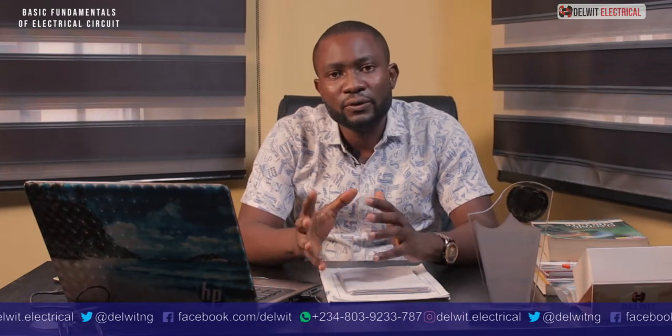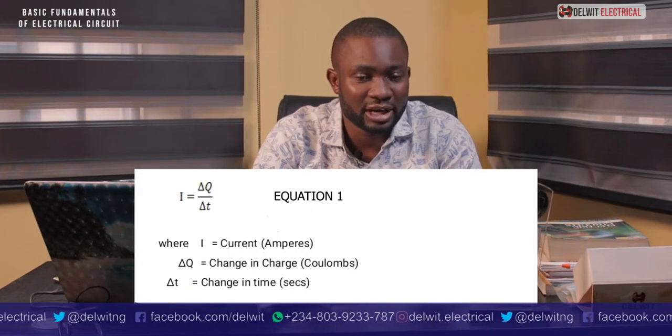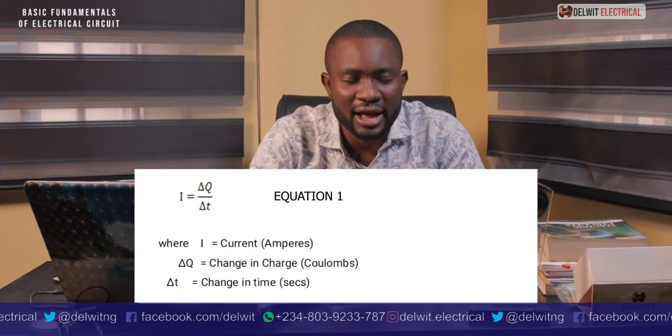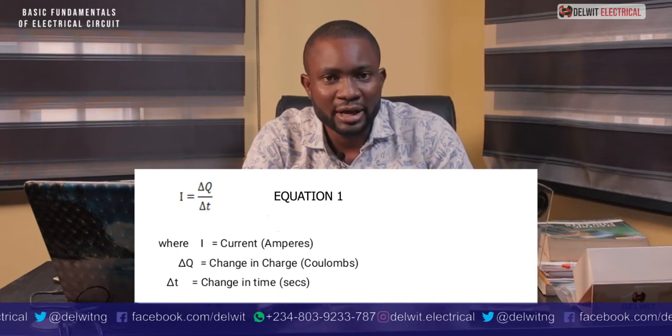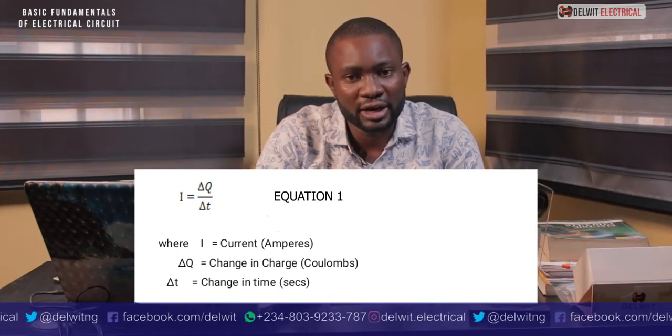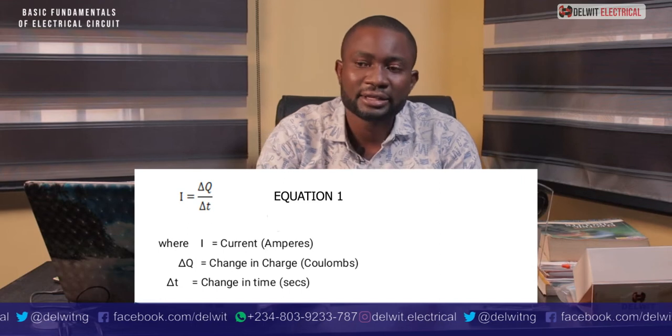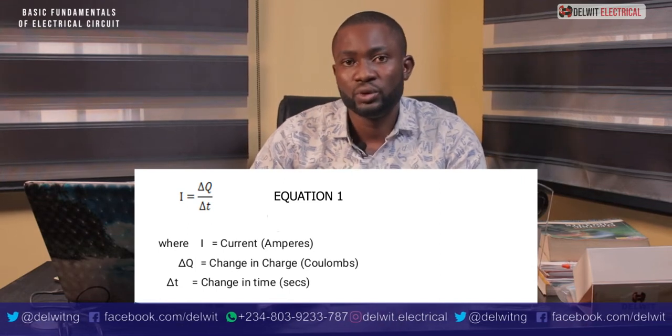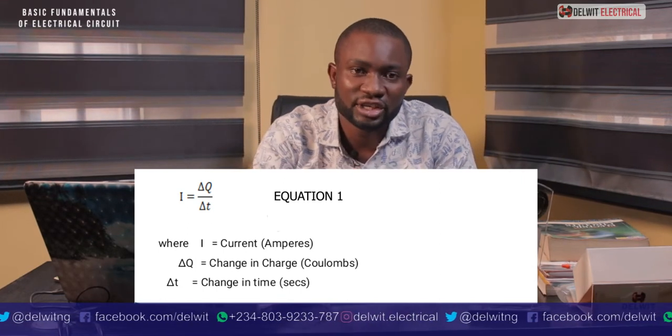Current is the rate of flow of charge, and it is usually measured in amperes. The symbol we have agreed to represent it with is I. So from the formula, the rate of flow of charge, that means our I is equivalent to change in Q over change in T.